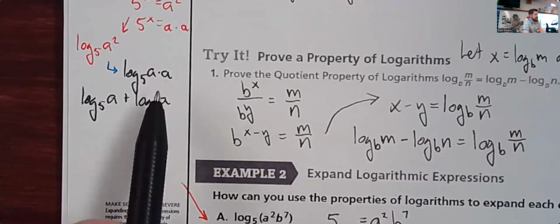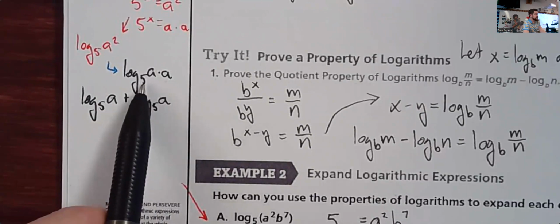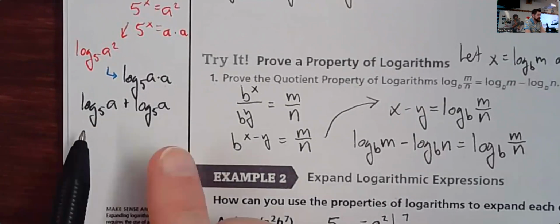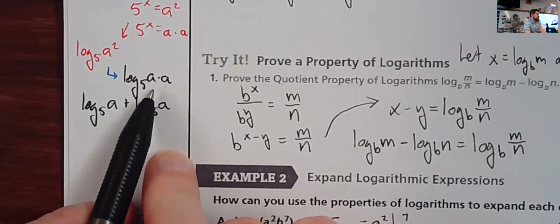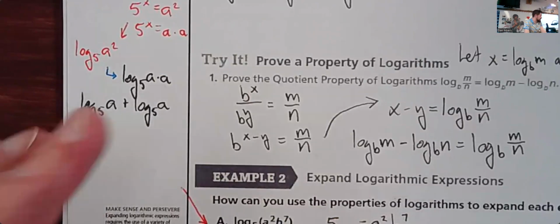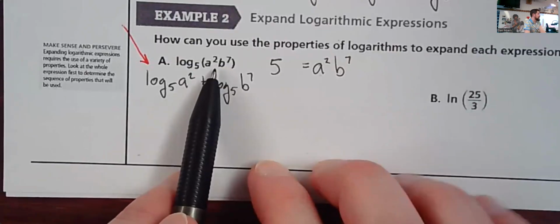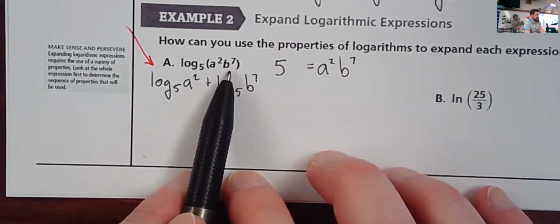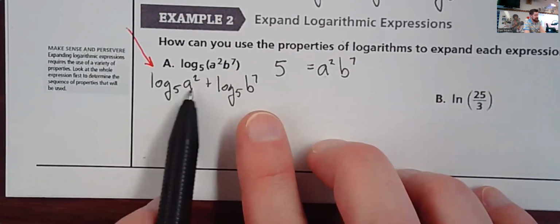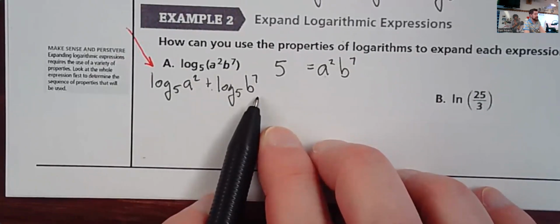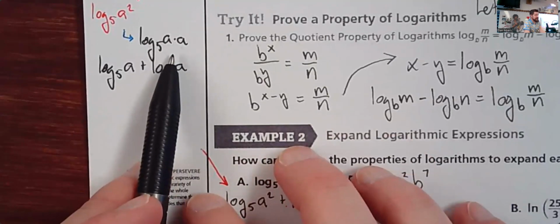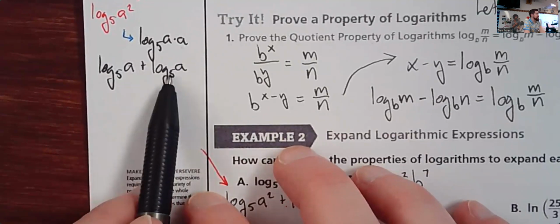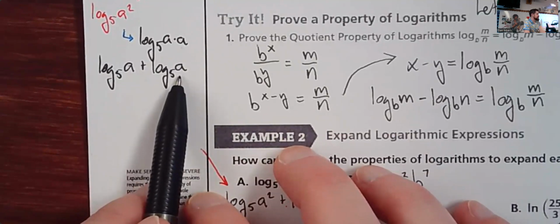Because if you have a product here and you have the same base, this would be the same thing as that. We just talked about that on Wednesday. It was a quick reminder down here, but we just did the same thing here, right? A squared times b to the 7th splits apart into log base 5 of a squared plus log base 5 of b to the 7th. So we can do the same thing again here. A squared is a times a. Log base 5 of a times a would be log base 5 of a plus log base 5 of a. Everybody cool with that? We're just using the product property again.